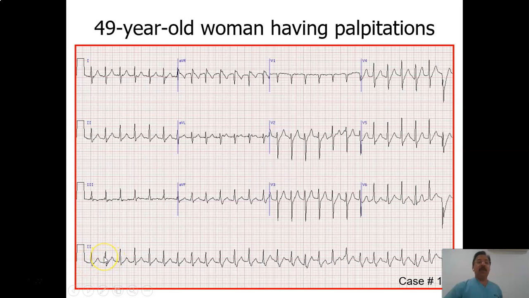The rhythm is fast but regular, except this one beat. But most of the time it's regular. And for the last beat, there is a wide QRS complex. So there is no P wave. So it's not coming from the sinus, and the QRS complexes are narrow. So this is a regular narrow complex tachycardia, looks like supraventricular tachycardia, but at the end of the ECG there is a PVC also. This is SVT with one PVC.